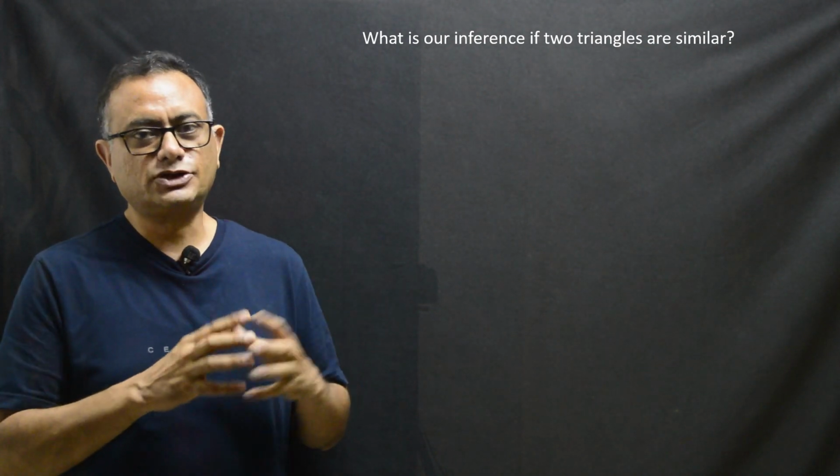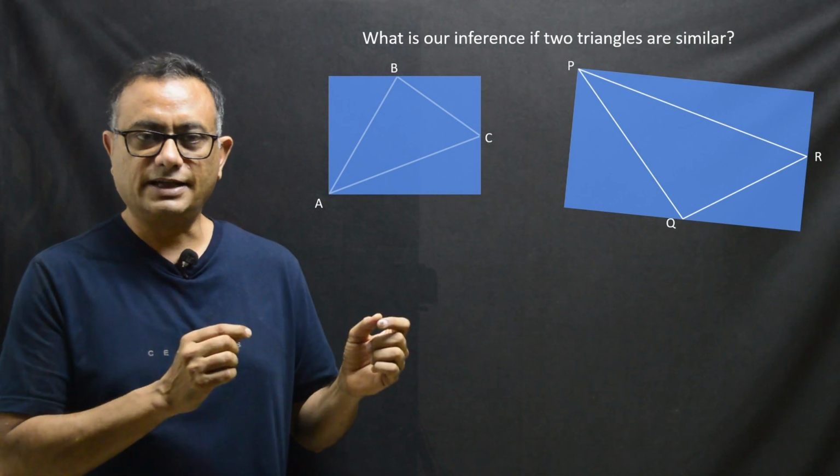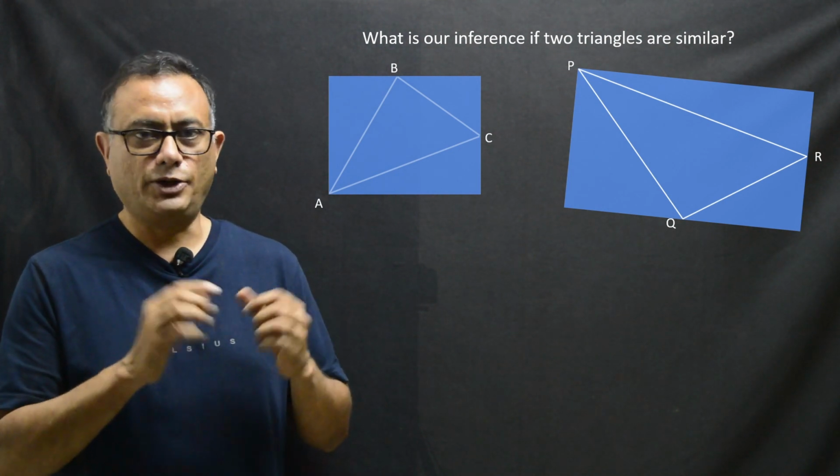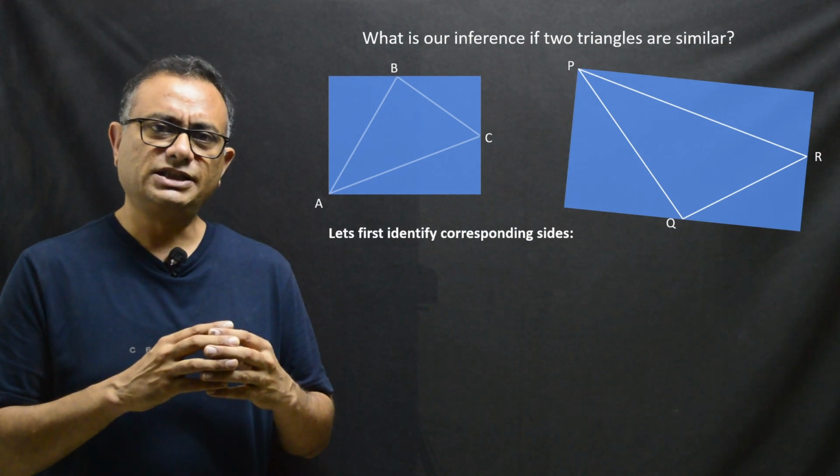So assume that these 2 triangles are stated to be similar. Our triangles are ABC and PQR. How do you identify which of them are corresponding sides?